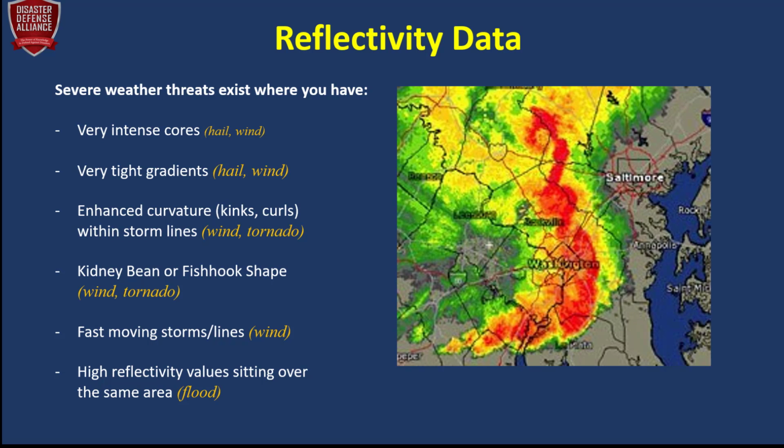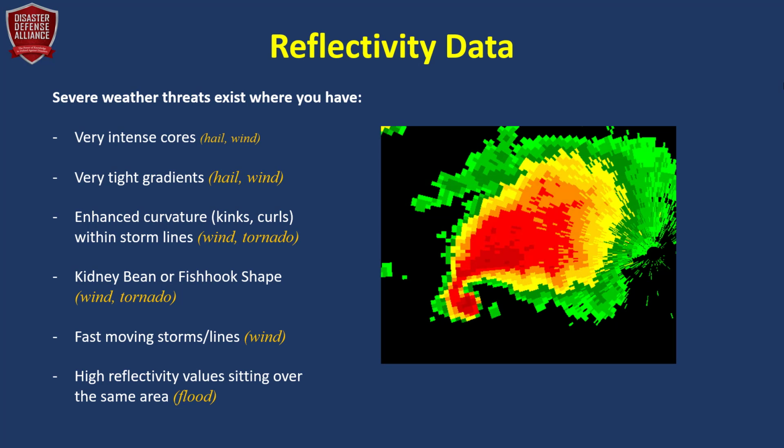If you see enhanced curvature or kinks along the line, as shown on this image, that can be a clue for tornadoes as well as damaging winds along that portion of the line. Often, tornadoes or strong winds from isolated storms are associated with a kidney bean or fishhook shape in the southern or western part of the storm, as shown here. Once again, note the much tighter reflectivity gradient going from light green to red over the more southern part of the storm, the more severe part of the storm, compared to the northern part where severe weather is not occurring.